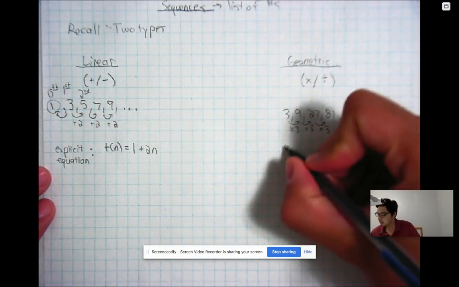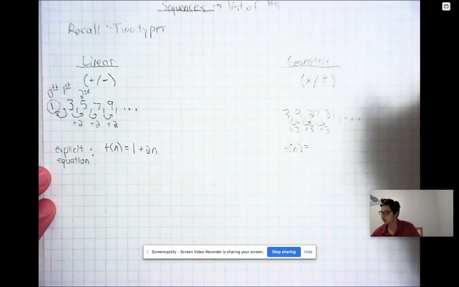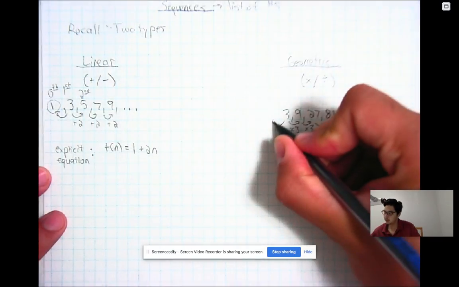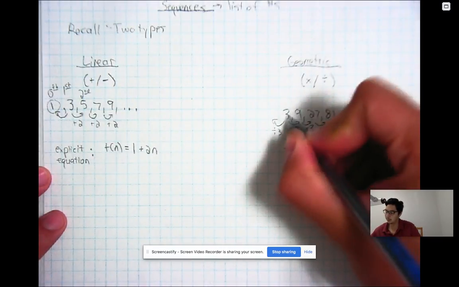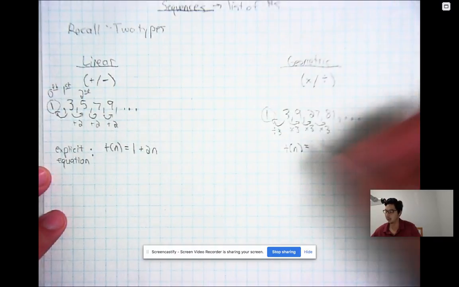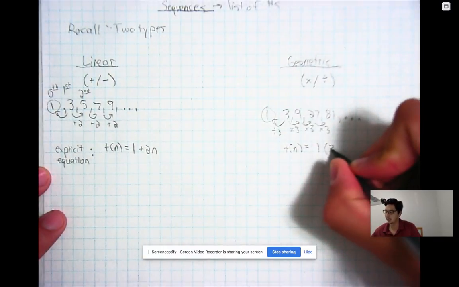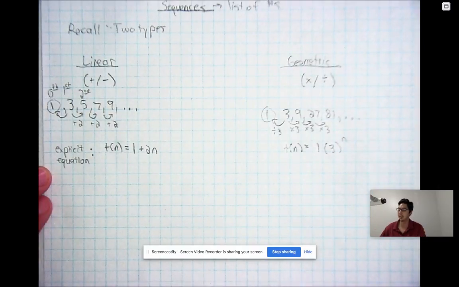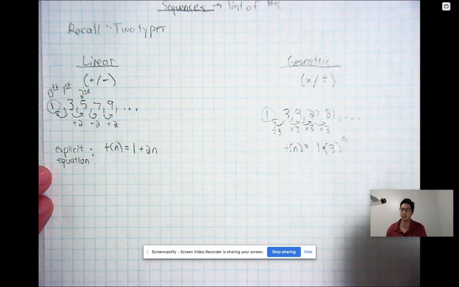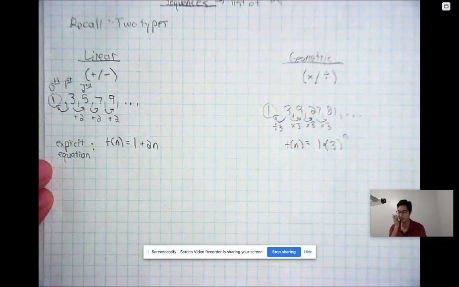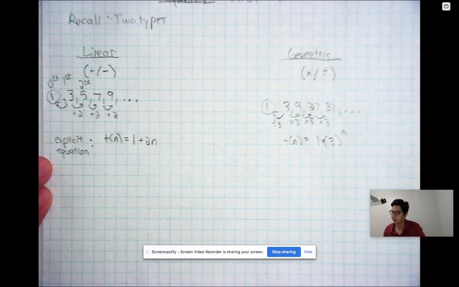And over here, t of n is equal to, well, we work backwards. Say we divide by 3. 3 divided by 3 is 1 to get its starting value. And then the pattern here is times 3 to the power of n. And notice I just did parentheses. You could put a dot there to say it's times by 3. Whatever helps you see that.